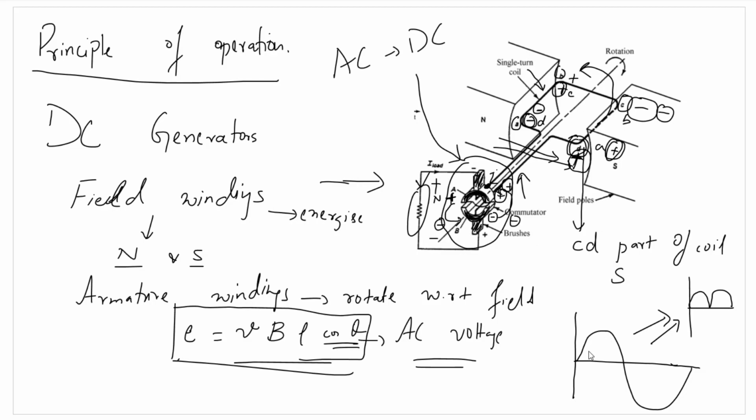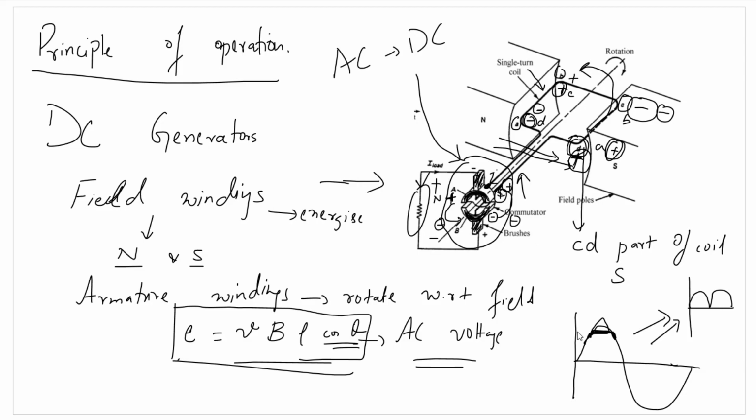Now, how long this conductor will be under the influence of the south pole will actually determine the peak of this sinusoidal waveform. Either it will be something like this, or it will be something like this, or it can be even like this. So it depends upon the velocity of rotation as well as the time the coil conductor remains under the influence of a particular pole. So this is the operation principle of a DC generator.